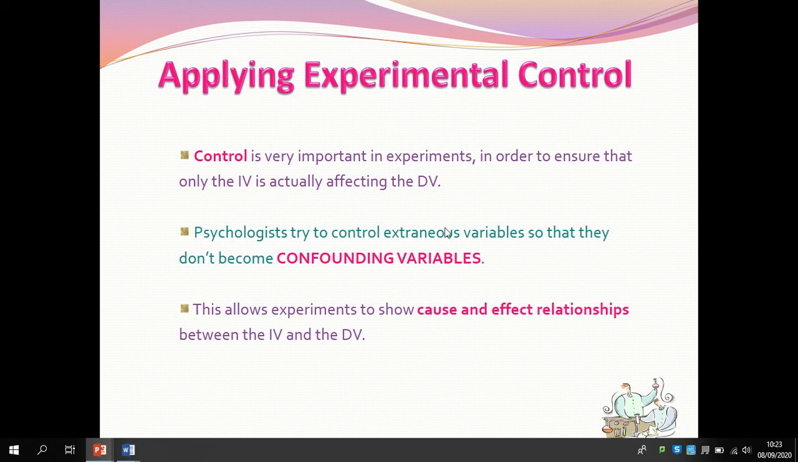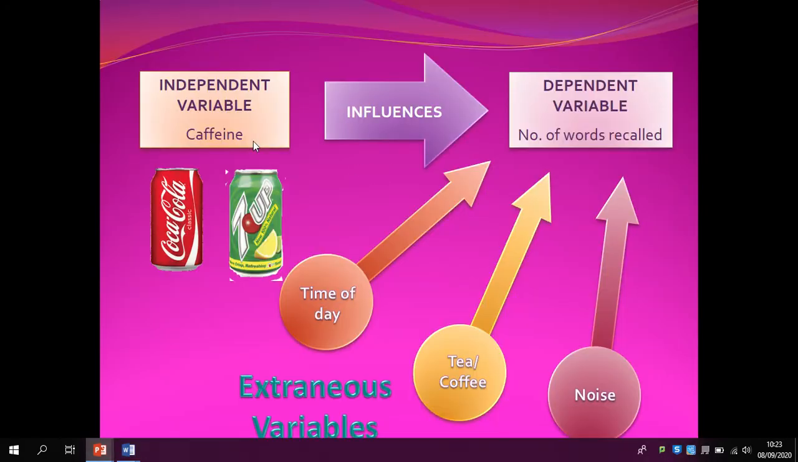Psychologists try to control extraneous variables, those possible variables that could affect the DV or the results, so that they don't become confounding. Here's an example. If our independent variable was caffeine and we wanted to look at its effect on memory, or the number of words recalled, we'd give one group of participants some caffeine to drink and the other group of participants no caffeine to drink.